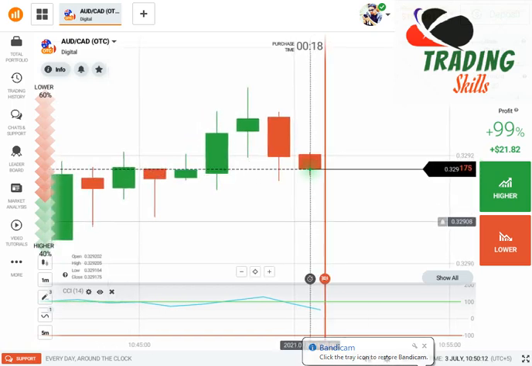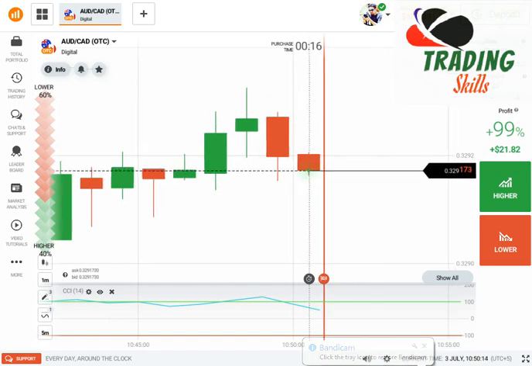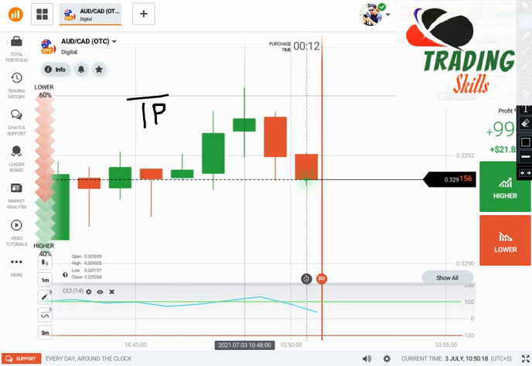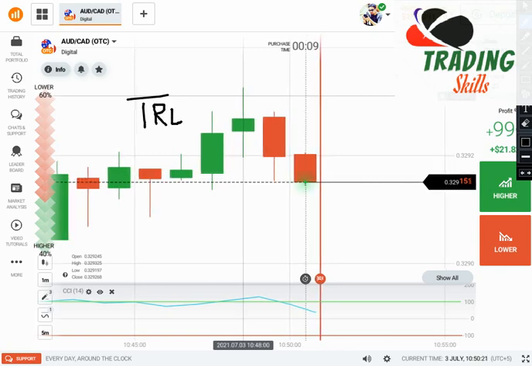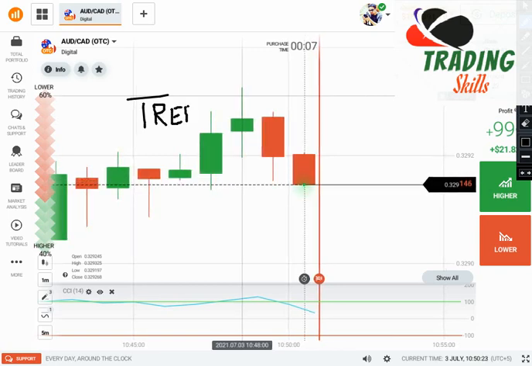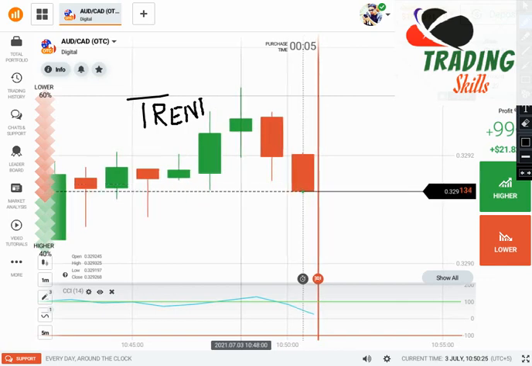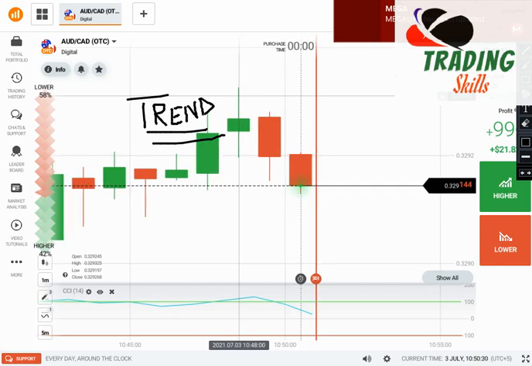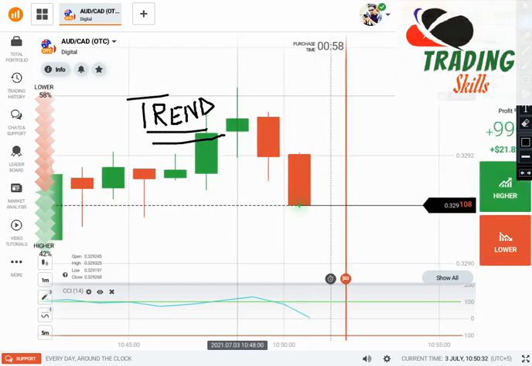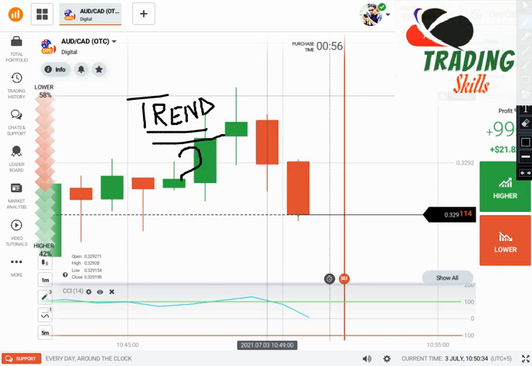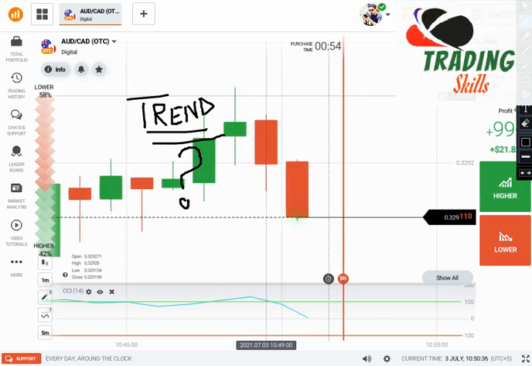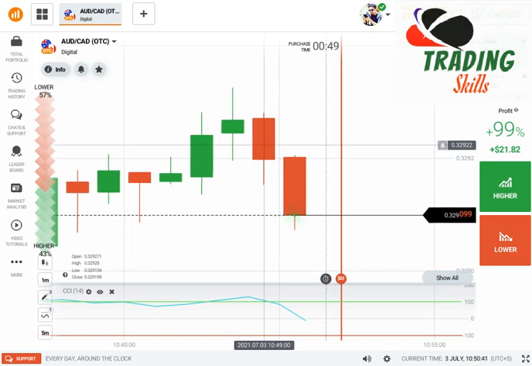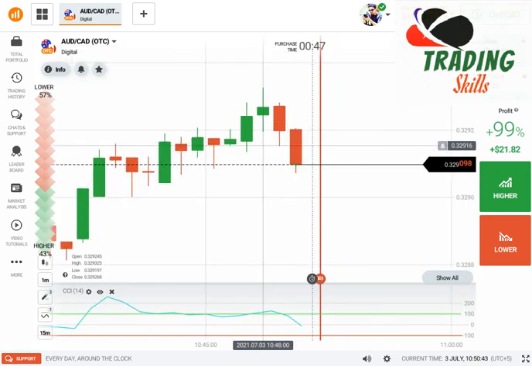So in today's session I'm going to talk about the trend. In this session we are going to talk about the trend and how we need to analyze the market according to the trend, then how we can take the trades. So the first thing you need to do is, let me zoom out the chart.